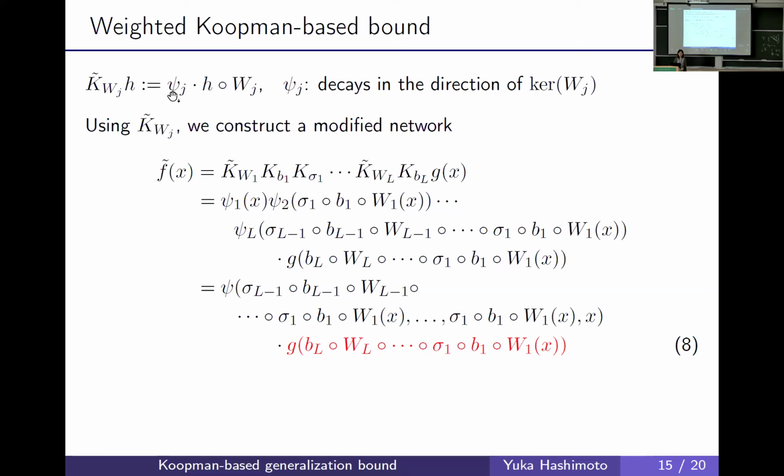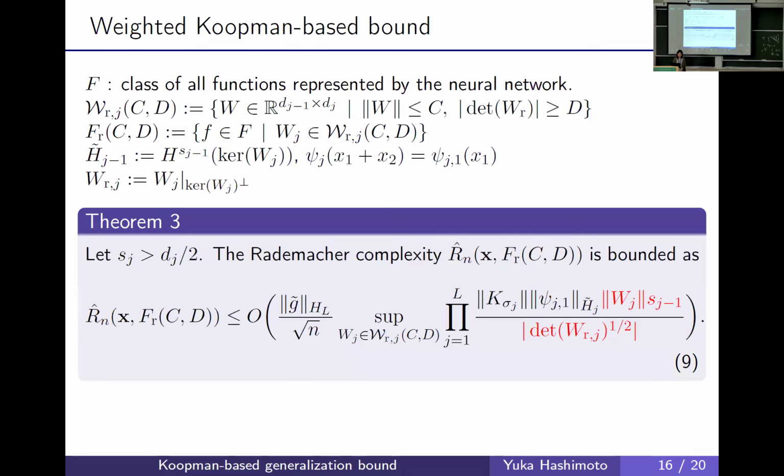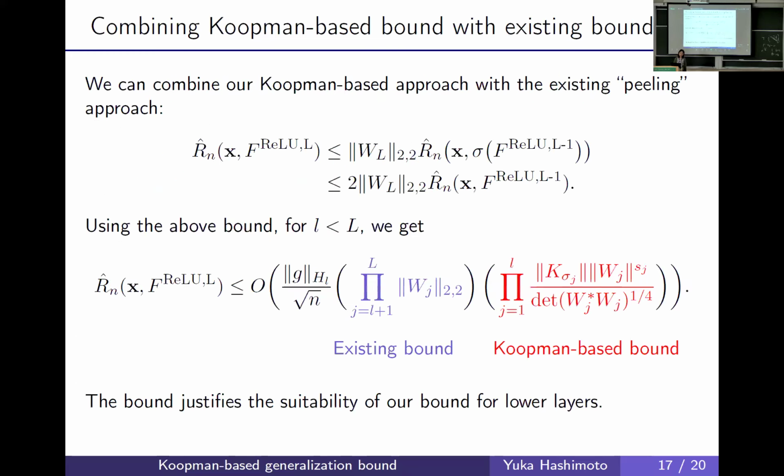Using this weighted Koopman operator, we can construct the same modified neural network as in the graph-based approach, and we can get a similar result as in the graph-based approach. We still have the determinant term here. So we got a Koopman-based generalization bound, but our bound can be combined with existing bounds.